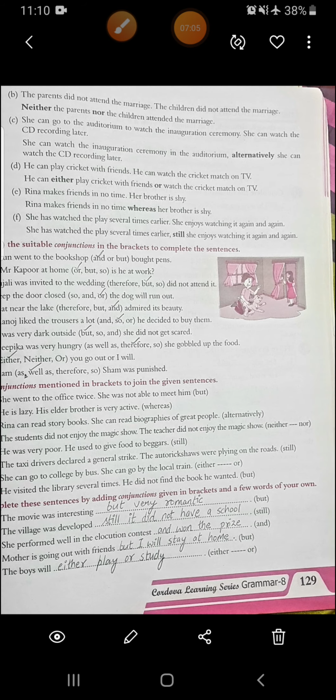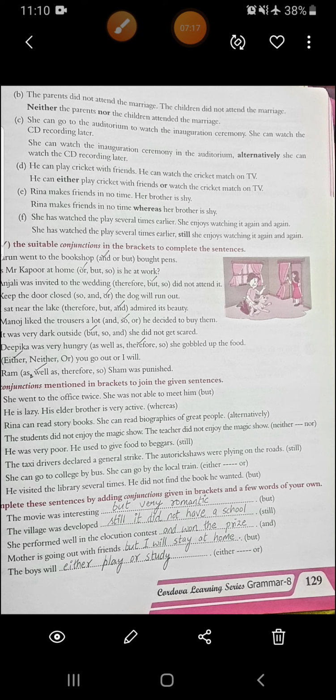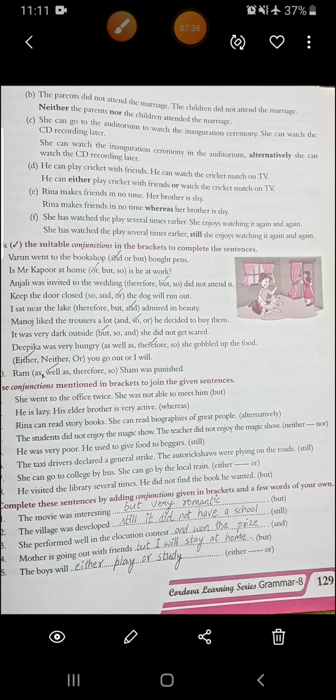Then E example, Reena makes friends in no time. Her brother is shy. Reena makes friends in no time, whereas her brother is shy. Means she is good at making friends, but her brother is shy. Then see example F. She has watched the play several times earlier. She enjoys watching it again and again. So how is it formed? See, she has watched the play several times earlier. Still, she enjoys watching it again and again. Means again, she still watches it and she is again enjoying it.